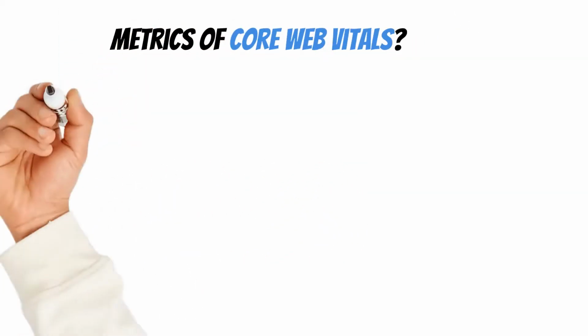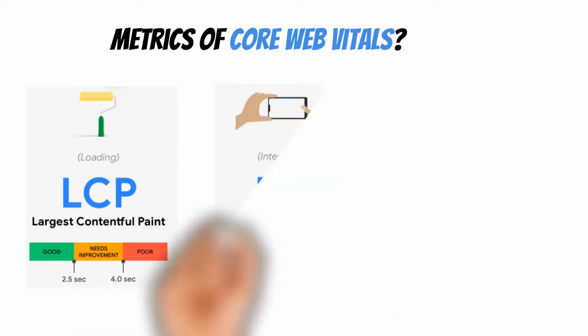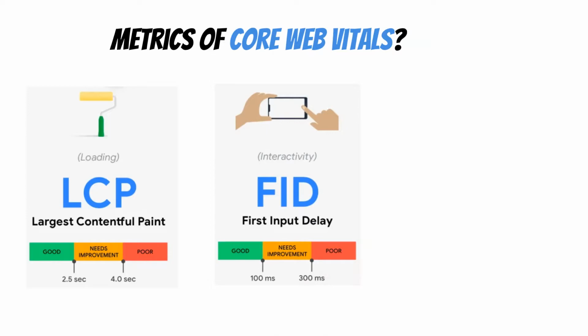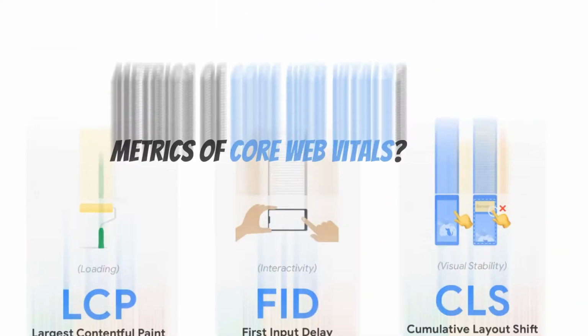3 metrics make up the Core Web Vitals. The number 1 is largest contentful paint, the second Core Web Vital is first input delay, and the third one, or you may say the last one, is cumulative layout shift.